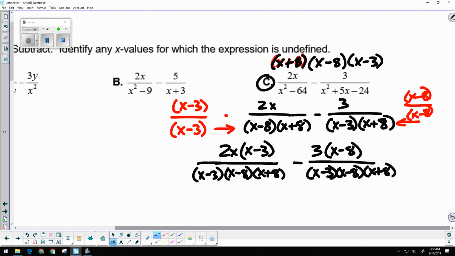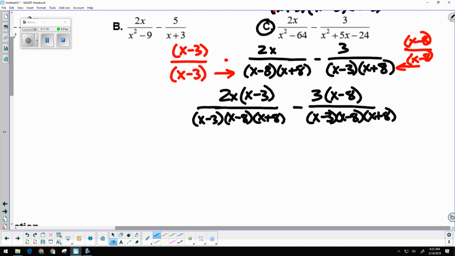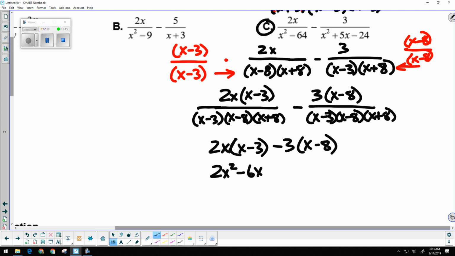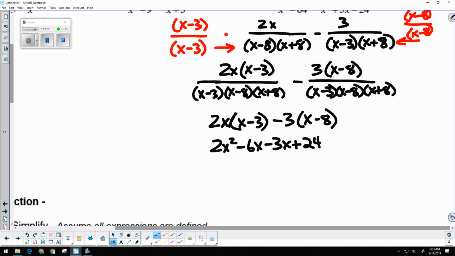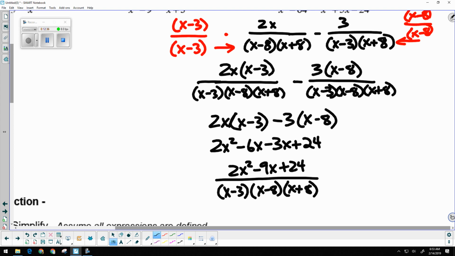Now it's your job to do the subtraction, right? So I'm just going to work with my numerator here for a second. Minus 3. Okay, so there's my numerator. Use your distributive property. So 2x squared minus 6x minus 3x plus 24. Combine your like terms: 2x squared minus 9x plus 24. All my like terms are combined. Bring back your common denominator, and we have our answer. There it is.